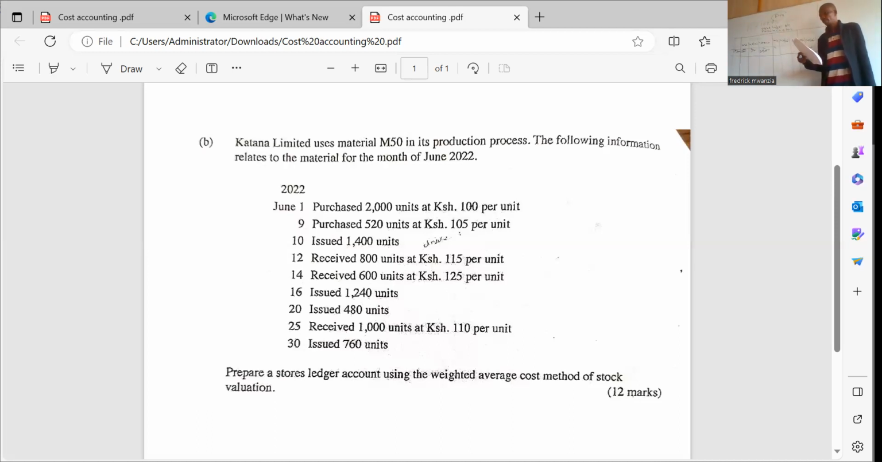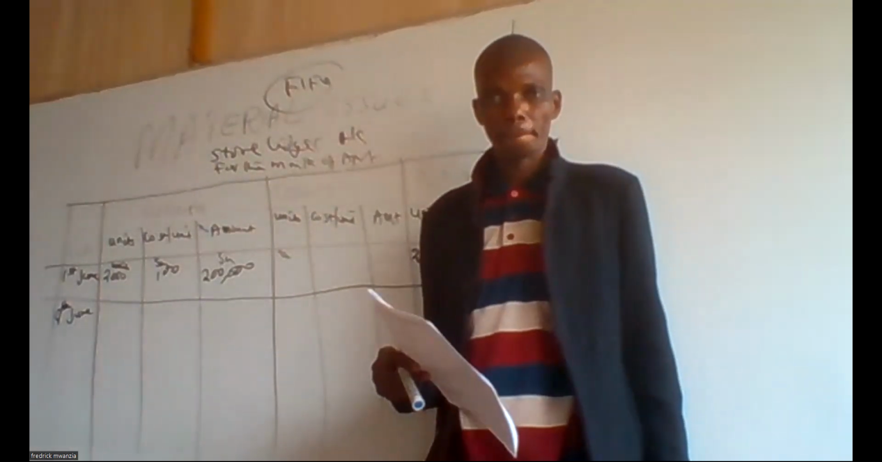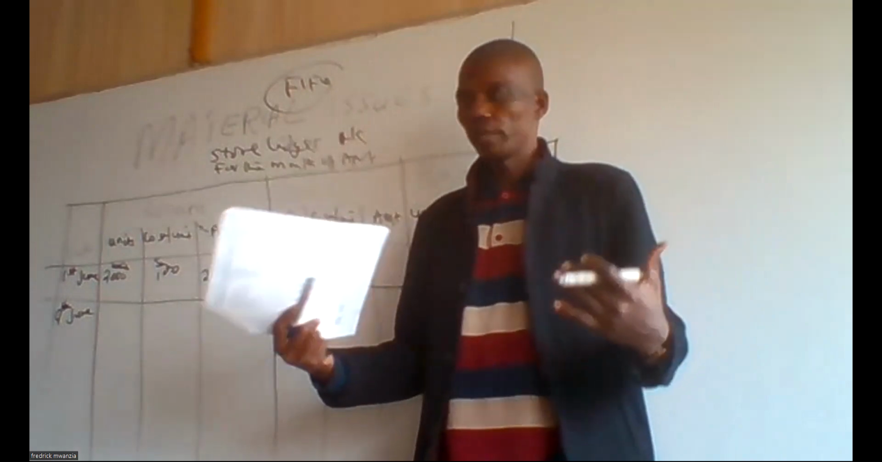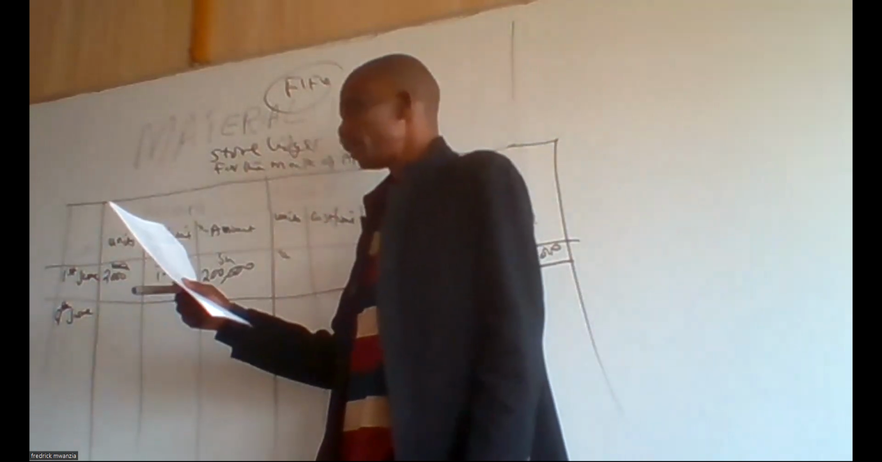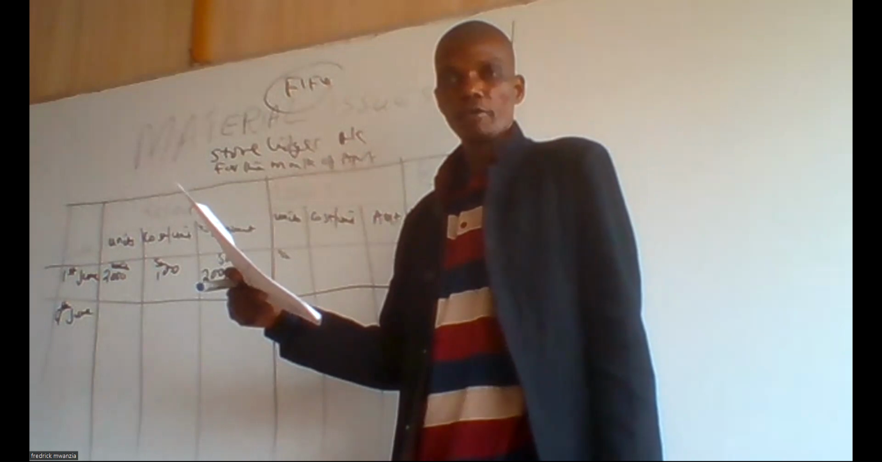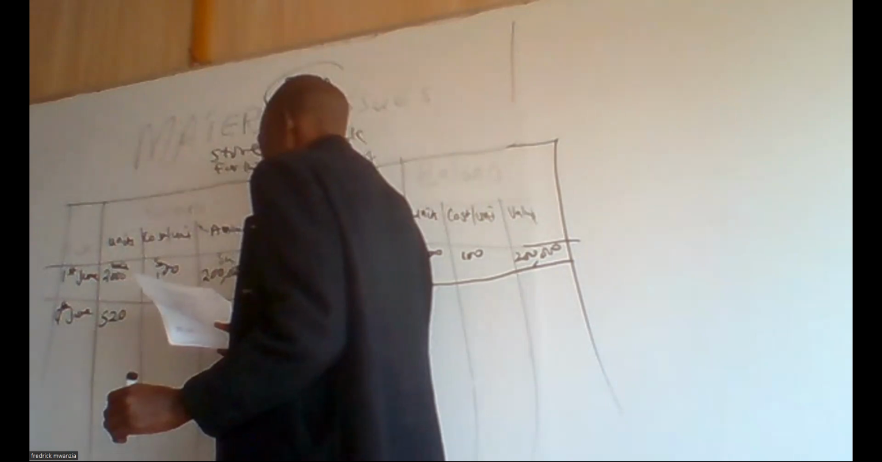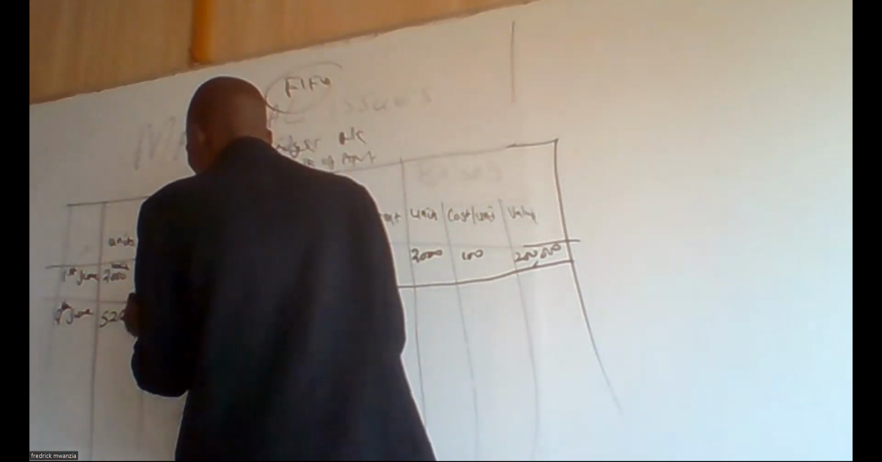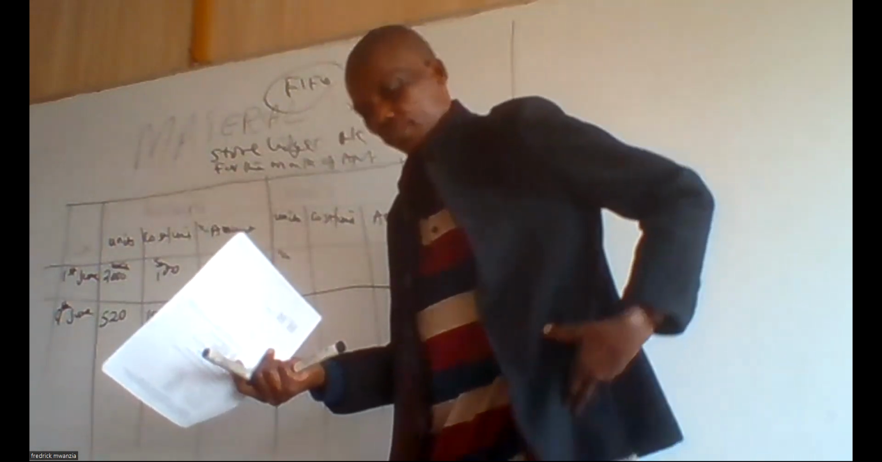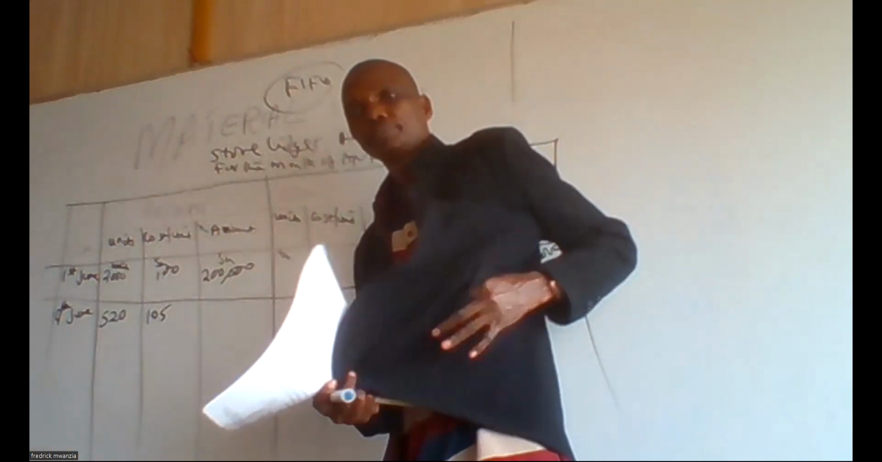June 9th, purchase 520 units at 105 per unit. Again, remember, this is 9th June. What is happening here? We are doing purchases again. Purchases means we are receiving. It's on the receipt column. How much is being received? We are purchasing 520, and therefore we are receiving 520 units. The price per unit given there is 105. Let's do the multiplication.